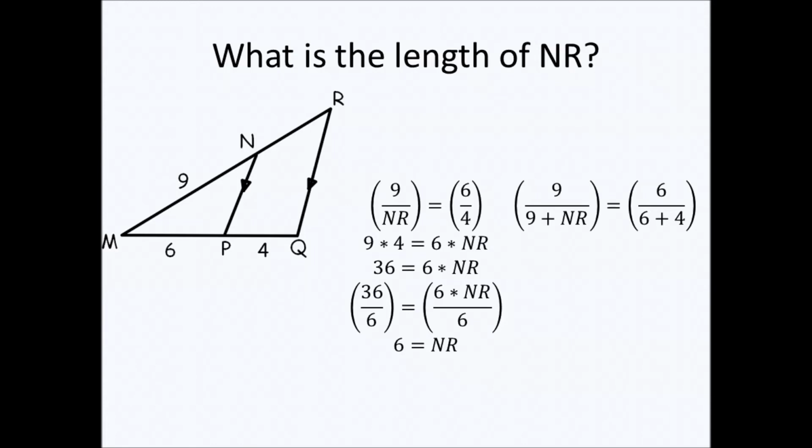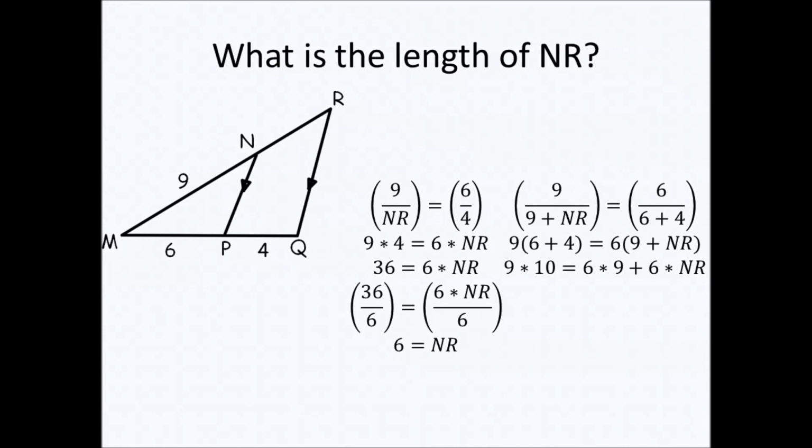The rest becomes algebra. We're going to cross multiply. 9 times 6 plus 4 is equal to 6 times 9 plus NR. And simplifying, we get 9 times 10 is equal to 6 times 9 plus 6 times NR. 9 times 10 equals 90. 6 times 9 equals 54. 6 times NR. The next step is to subtract 54 from both sides.